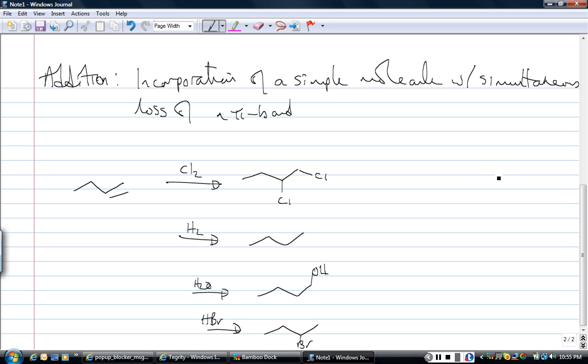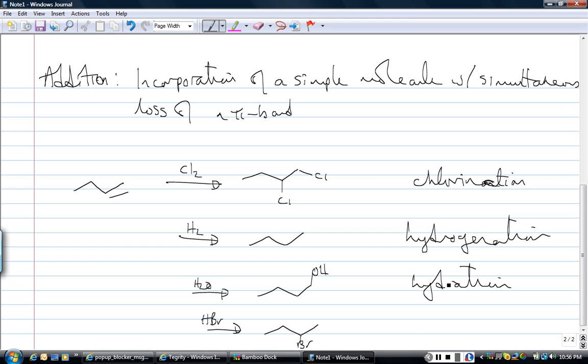And I did mention that addition reactions all end in "ation." That's a suffix, and the prefix involves what was added. So this would be called a chlorination, fluorination. This is a hydrogenation. This is a hydration. And this would be a hydrobromination.